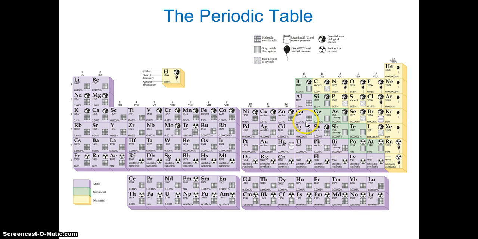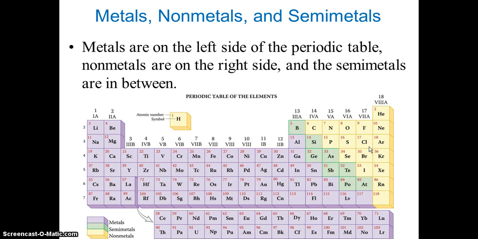You can see this periodic table. The purple ones are metals. The yellow ones, including hydrogen, are nonmetals. And the green ones are metalloids. Metals are on the left side of the periodic table; you can see these purple ones are on the left side except hydrogen. Nonmetals are on the right side of the periodic table. And semimetals are in between.